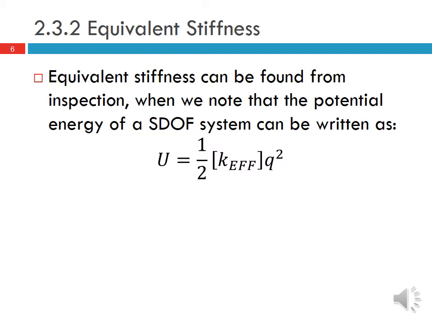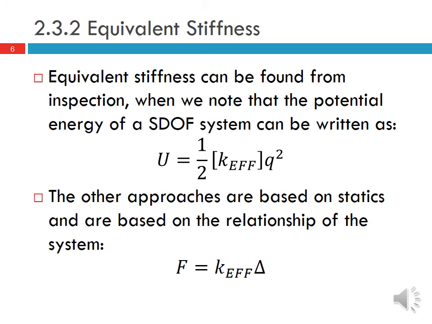Equivalent stiffness is sort of similar. Equivalent stiffness can be found from inspection when we note that the potential energy of a single degree of freedom system can be written as 1/2 k effective q squared. The other approaches are based on statics and on the relationship that F is equal to k effective delta, where F is the static force applied and delta is the deflection of the coordinate.